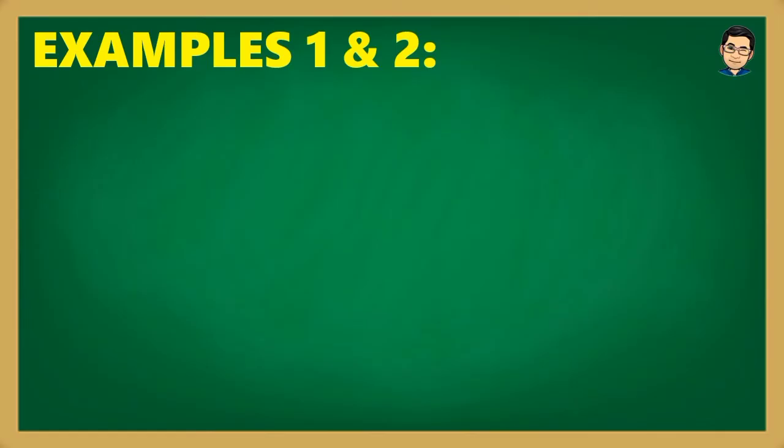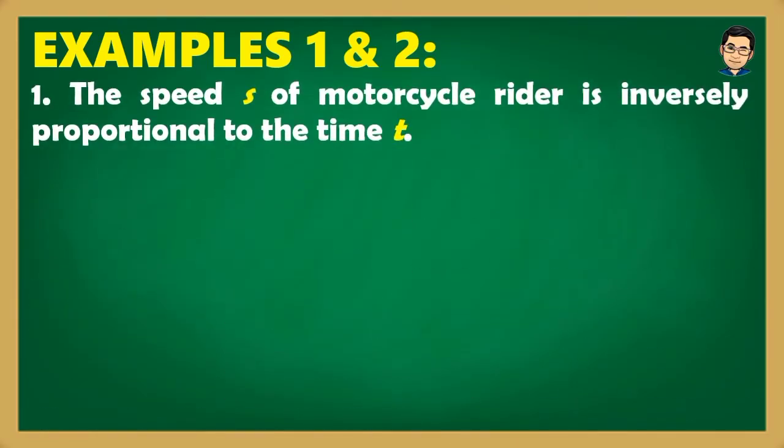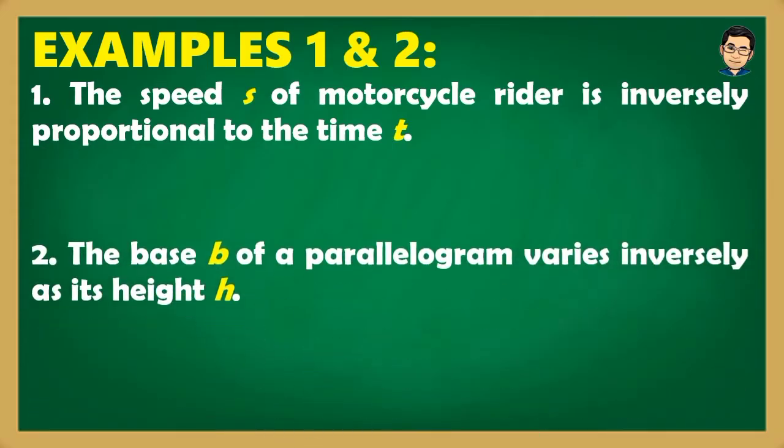For example, number 1 and 2, the first statement, the speed s of motorcycle rider is inversely proportional to the time t. So, paano natin yun isusulat? So, yung speed niya, s, and then yung constant of variation natin will become k, and then over time, which is t. So, tatandaan po natin, kapag inverse variation, meron po siyang numerator and denominator. And, laging numerator natin dyan is yung constant of variation, which is k. So, yan po yung ating equation.